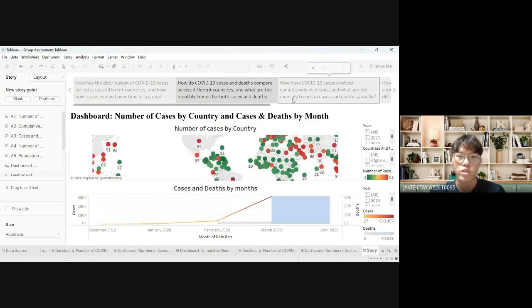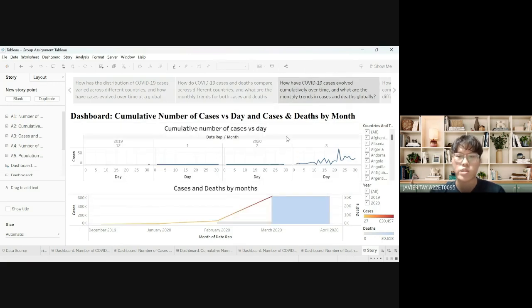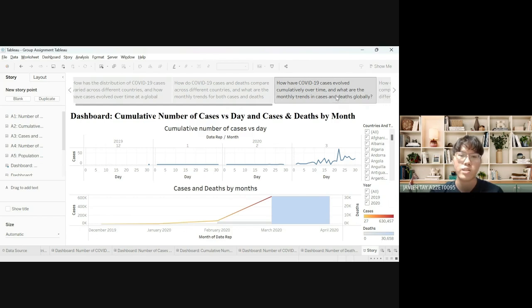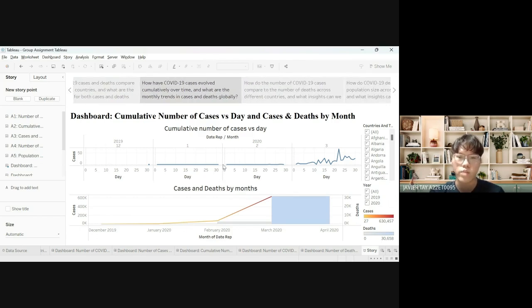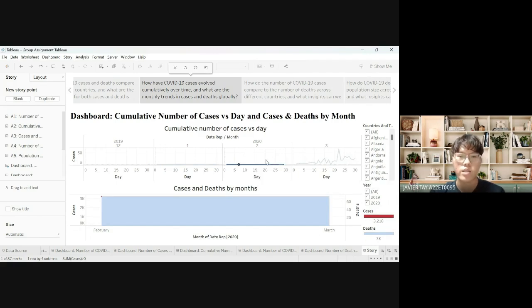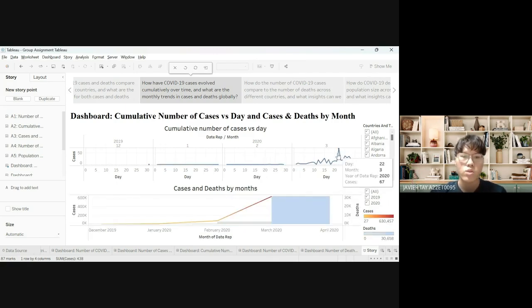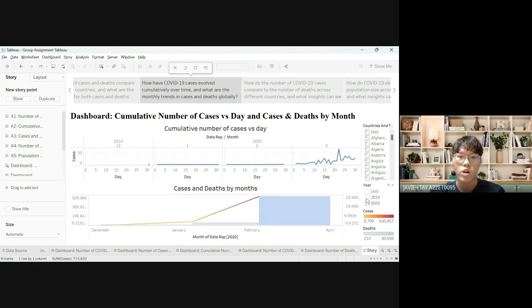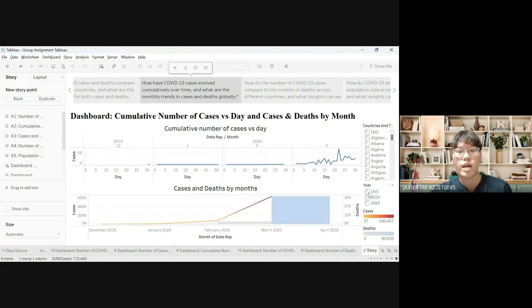So the third dashboard is called cumulative number of cases versus day and cases and death by month. And the business question is how have COVID-19 cases evolved cumulatively over time, and what are the monthly trends in cases and death globally? So this dashboard combines two key insights. First is the cumulative growth of COVID-19 cases over time, and secondly is monthly trends for both cases and death. So these two visualizations will allow stakeholders to understand the overall trajectory of COVID-19 globally or by country and gain deeper insights into how the pandemic has unfolded across months.